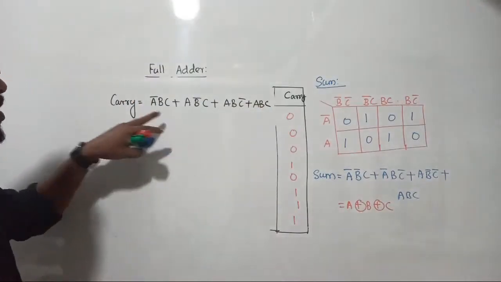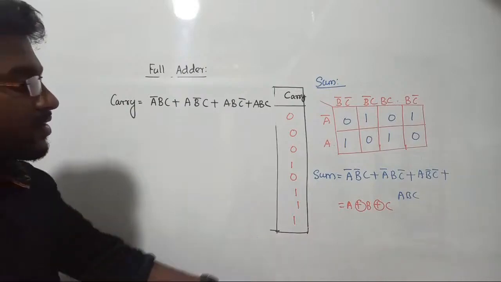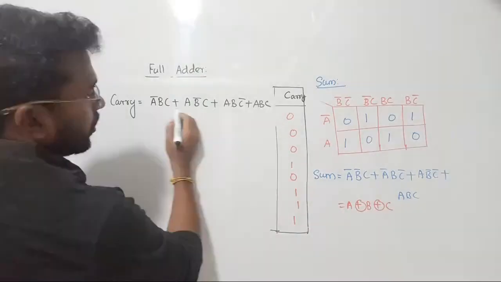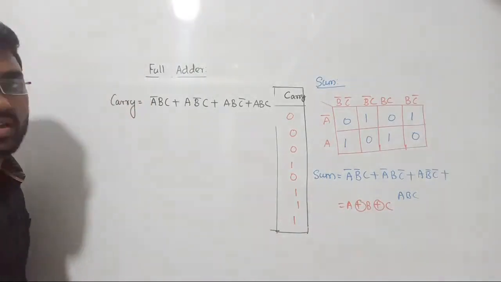Now this is going to be the carry, right? And this is our sum expression. Now our target is to bring the circuit together. Now you have to design the logic gate for this circuit, right?